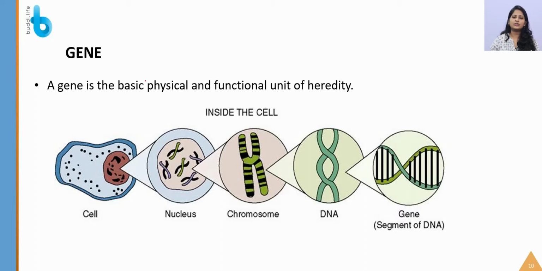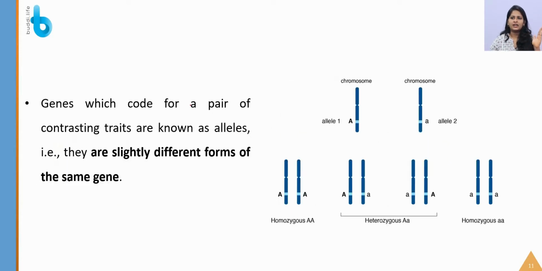So before going into the chapter, you must know some concepts, that is the definition of a gene and what is an allele. So we will study that, but for you to understand, it is given in the beginning itself. A gene is the basic physical and functional unit of heredity. A gene is nothing but a segment of DNA which is coding for a particular protein, or it is having control over a particular character.